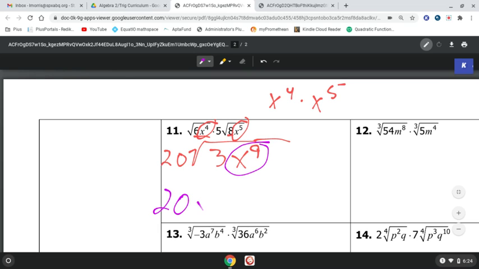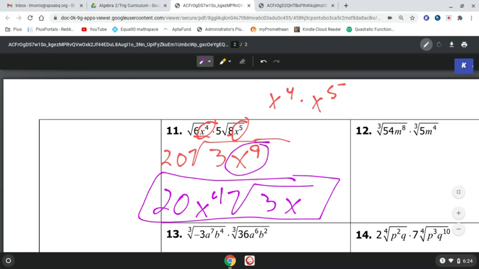So that's going to give us 20x to the fourth, 3, but since it's x to the ninth, we still have that 1x that remains, so it's going to stay inside of our radical. So our final answer would be 20x to the fourth times the square root of 3x.